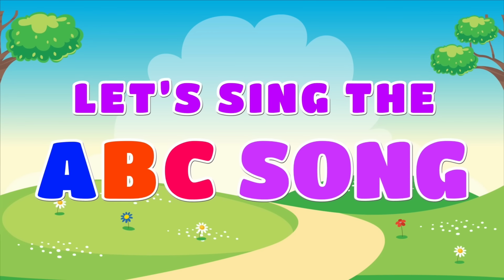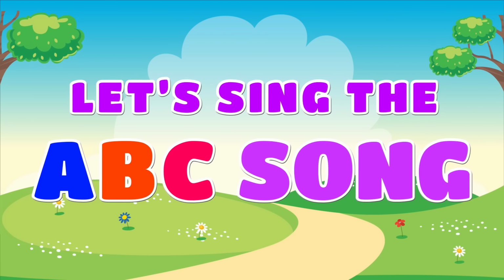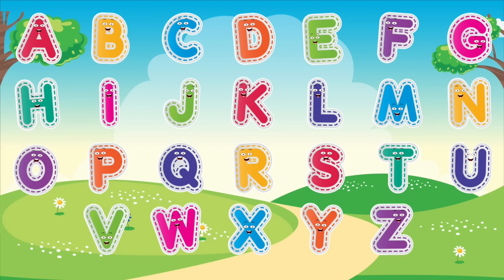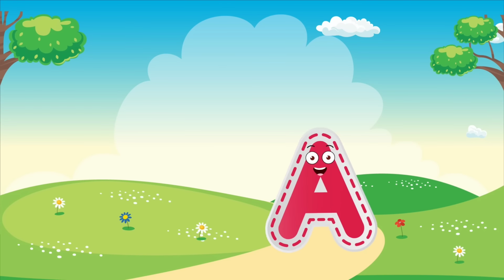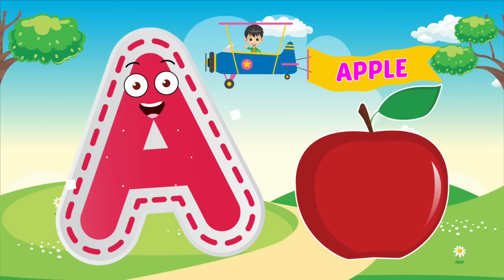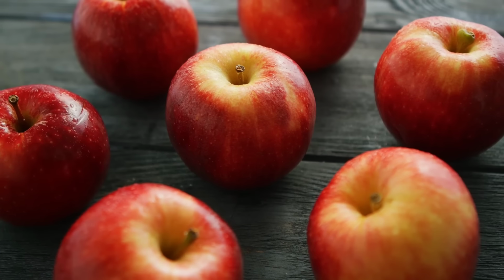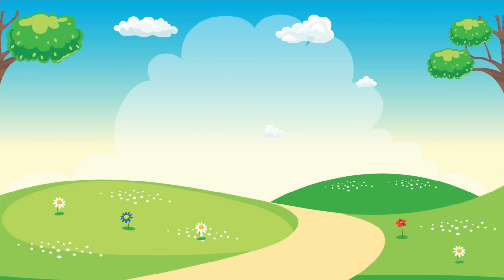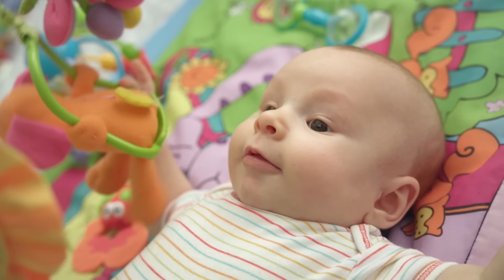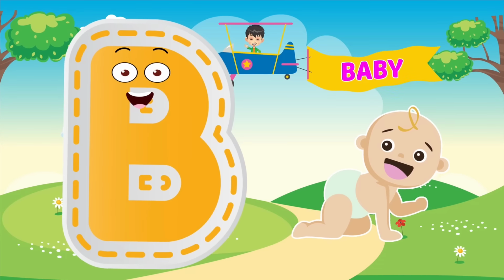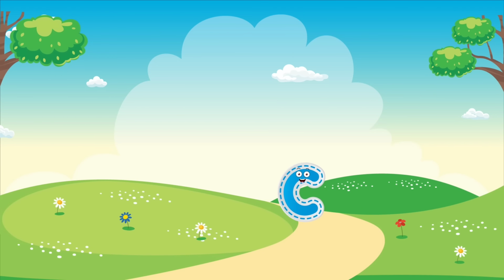Let's sing the ABC song. A is for apple, apple, apple. B is for baby, baby, baby. C is for candy.